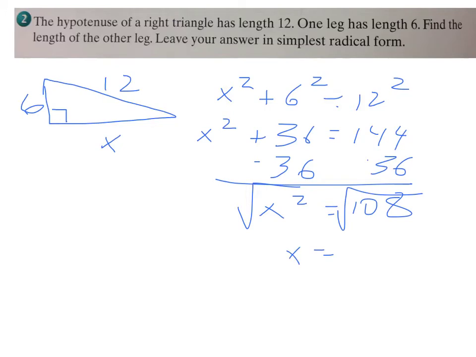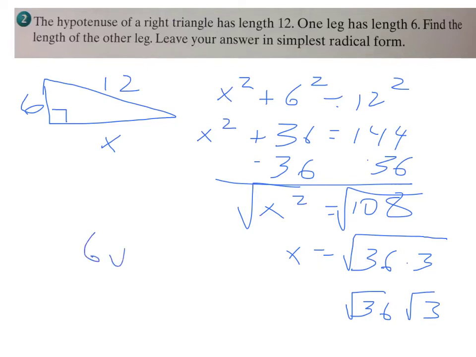x equals, again, 4 goes in there, but if you see a bigger perfect square that goes in there, it's going to be even easier. And 36 goes in there 3 times, so it's the square root of 36 times the square root of 3. So your final answer is simply going to be 6 times the square root of 3 is the third side of this triangle.